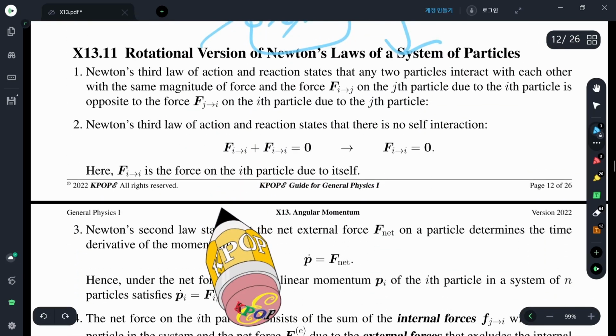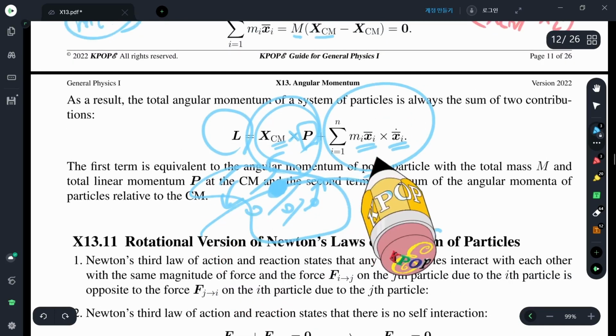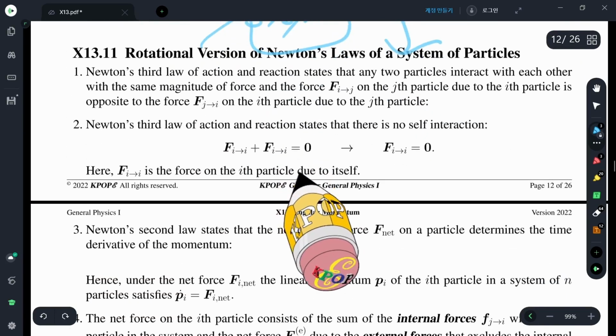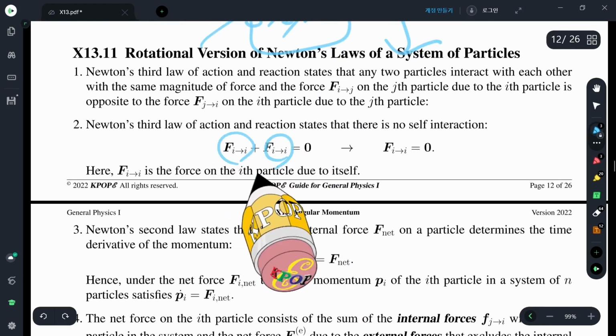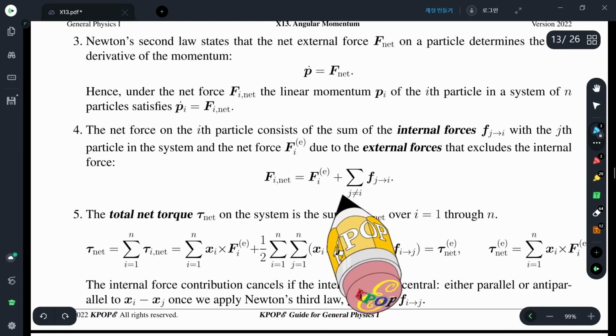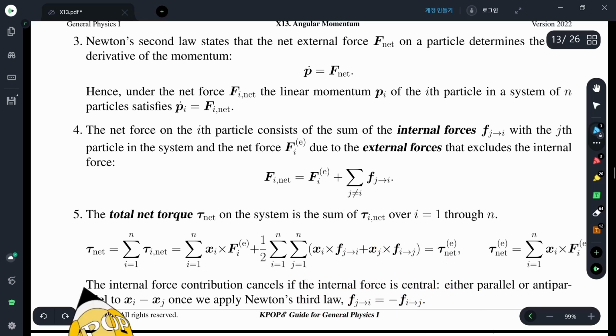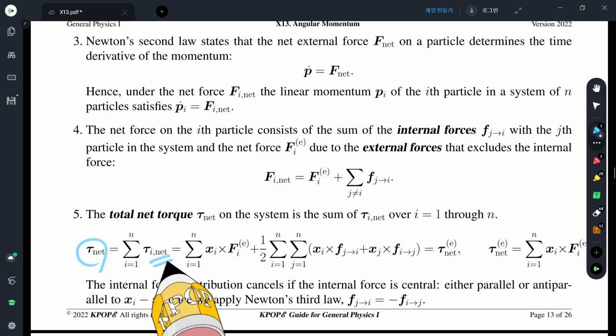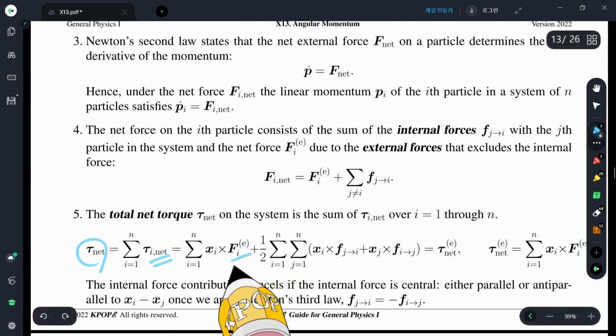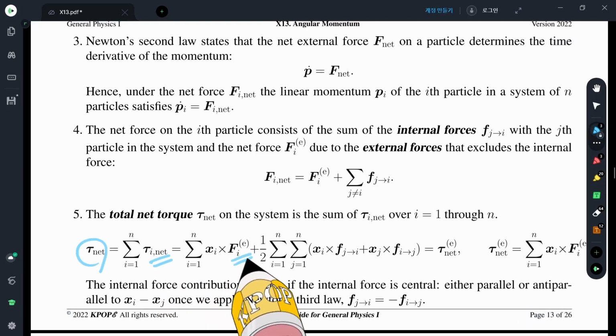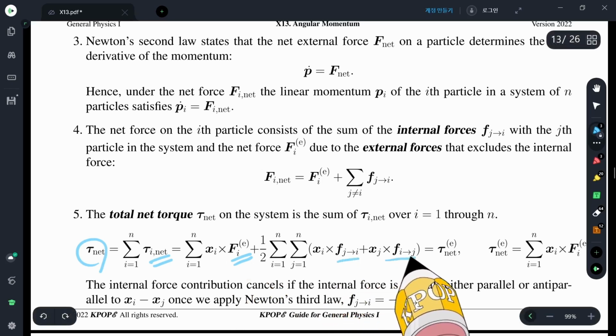Now, let us try to compute this one. We recall self-interaction is not allowed due to Newton's third law. And we would like to sum all of the contributions to the torque. What is the torque? The net torque should be the sum of all of the torques applied to the ith particle, and all of the torque applied to the ith particle is due to the external force on that object and the internal force due to the remaining pieces.